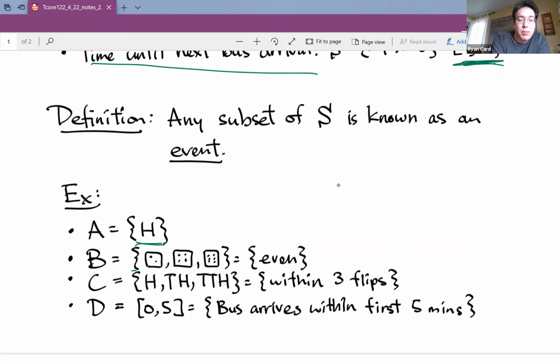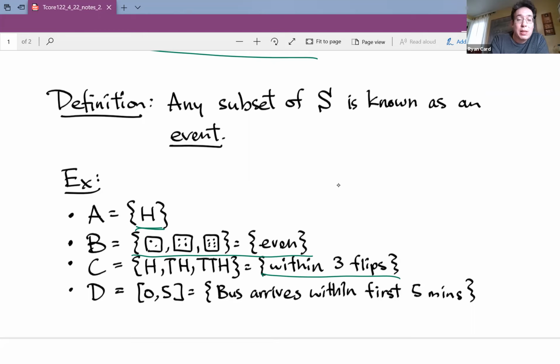Maybe you're looking at an event of rolling an even number on a 6-sided die, or an event of flipping heads within the first 3 flips, or maybe a bus arrives within the first 5 minutes. So all of these are subsets of the sample space, so each is considered an event.